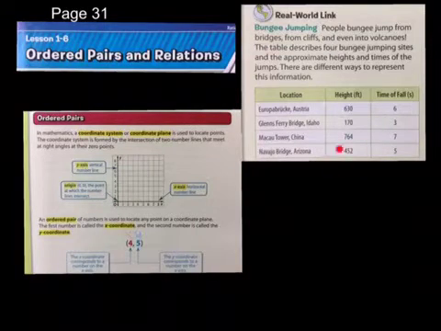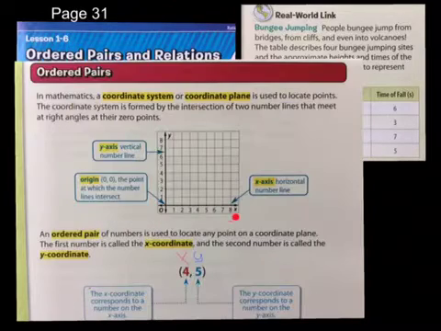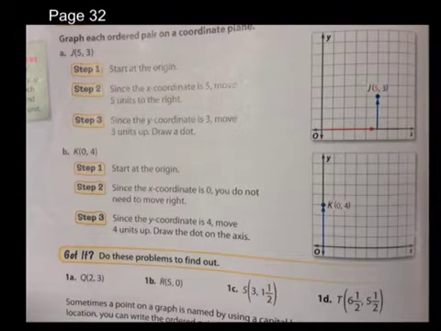To graph data such as this, we can simply set up a range of different heights and the times that it takes to fall, and then we plot it on the coordinate plane. The x is often also known as the domain, and the y is known as the range. How high does it go, how low? So this is the domain, what we're measuring, and here is the measurement. Okay, on page 32 we're going to practice placing the ordered pairs on the coordinate planes.